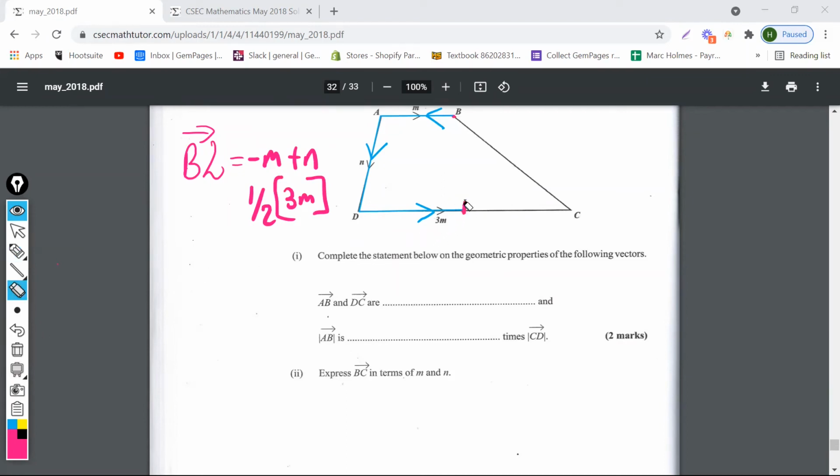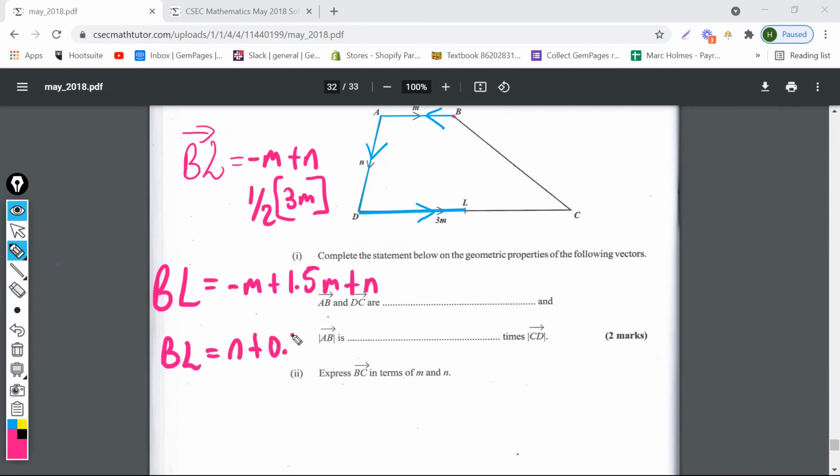So anytime you find the midpoint of something, guys, it's just a half. So 3M is this whole line here. So a half would be a half 3M to the L, right? If L is a midpoint. So that's what BL is, guys. So BL is going to be equal to negative M plus 1.5 M plus N, which is going to be N plus 0.5 M. So that's what my BL would be, N plus 0.5 M. And that's what I think BL would be.